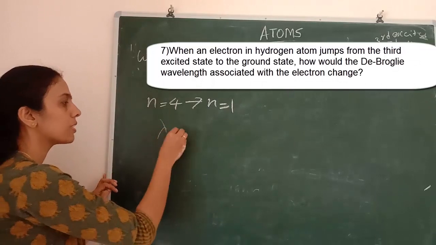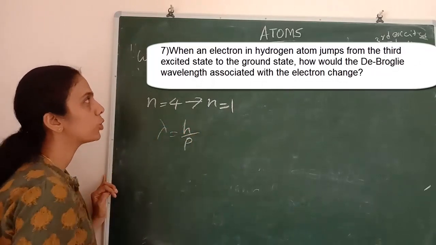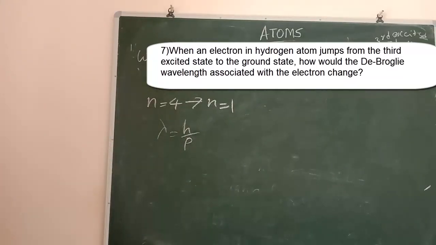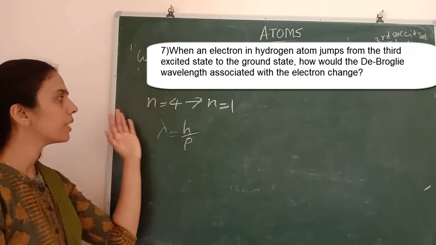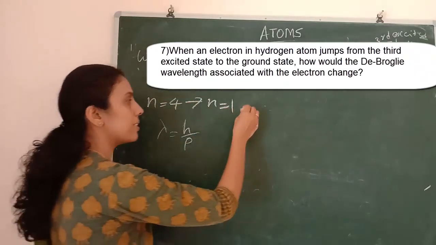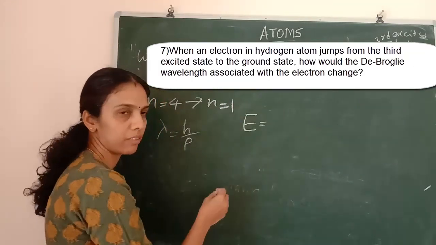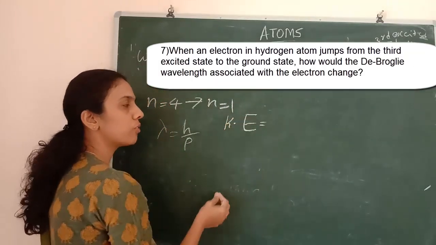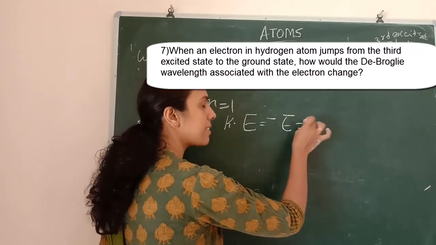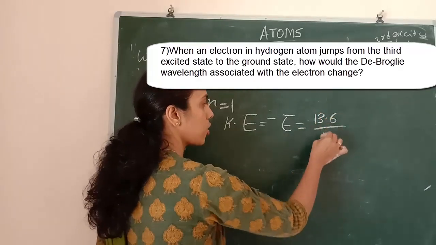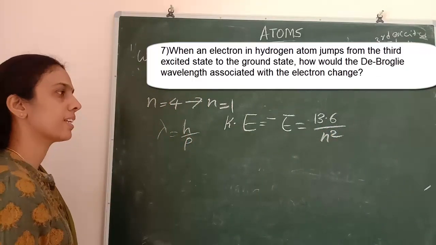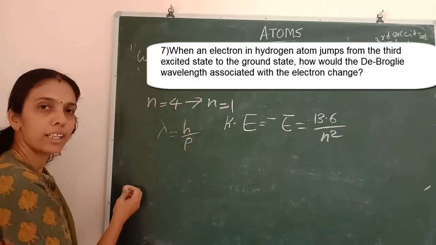De Broglie wavelength, what is the formula? Lambda is equal to h by p. So how can we find out how this wavelength will change? We don't have anything for lambda, but n is equal to 4 and n is equal to 1 are given. So we can find out the energy. The kinetic energy of the electron will be minus of the total energy, so minus of minus 13.6 by n square, that is plus 13.6 by n square.